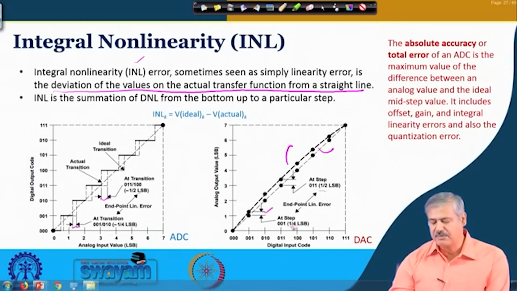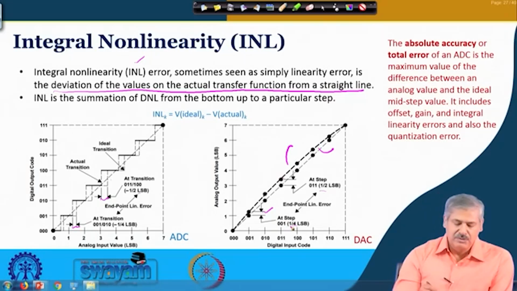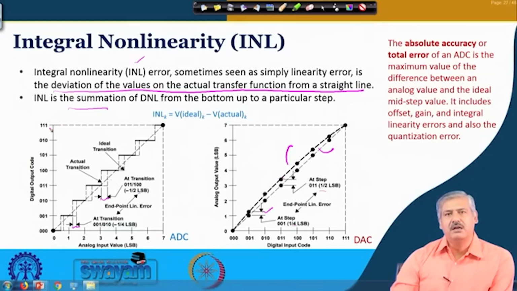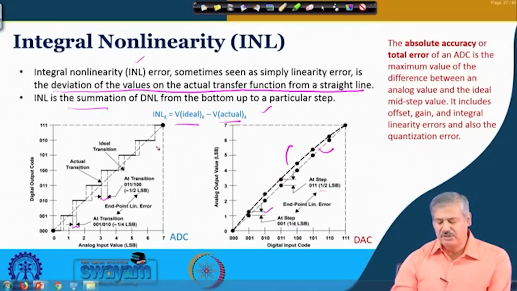These are some examples that you can see. Now we have already seen DNL error. If you add them up to a kth point from the beginning, then you get the INL error of that particular value from the beginning up to that particular step. So it is a summation of those values, right. From this definition we have already seen the ideal and actual. If you subtract, you get the INL for both the cases.